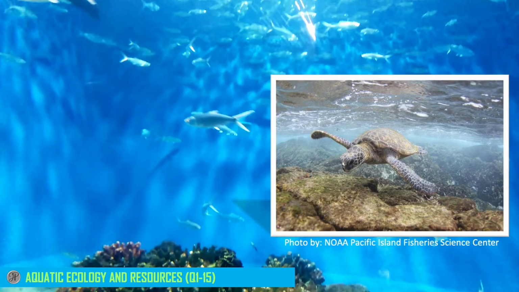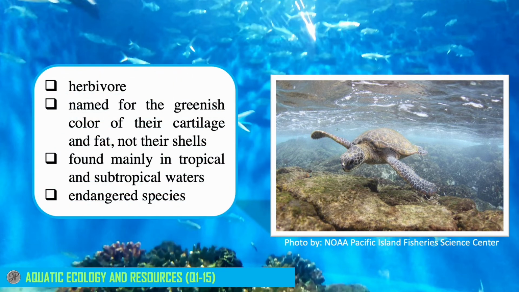The green sea turtle, or Chelonia mydas, is one of the largest sea turtles, and it is the only herbivore among the species. Green turtles are in fact named for the greenish color of their cartilage and fat, not their shells. Green turtles are found mainly in tropical and subtropical waters. Like other sea turtles, they migrate long distances between feeding grounds and the beaches where they hatch.